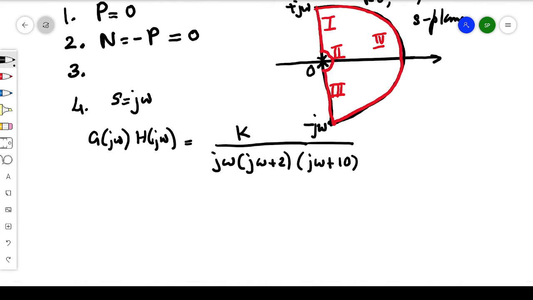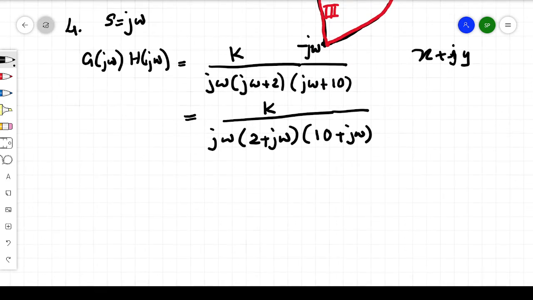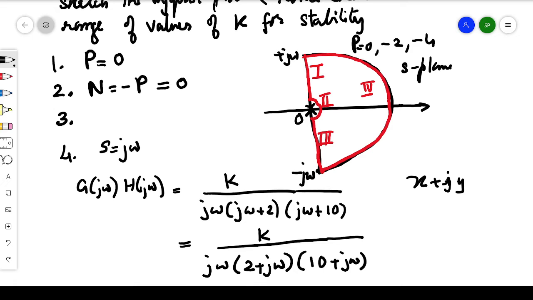Now for finding the magnitude, I'll be rewriting the factors in the x plus jy form, 10 plus j omega. So we got the transfer function like this in j omega. Now we need to find the magnitude and phase angle of this, because for the polar plot we need both. Why do we need the polar plot? Because for plotting this Nyquist plot, we have to plot the polar plot for these various sections 1, 2, 3 and 4. That is the mapping.